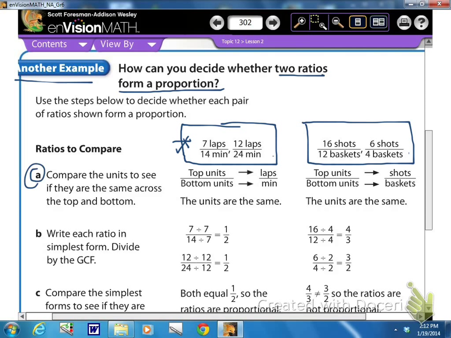So the first thing you want to do is compare the units to see if they're the same across the top and the bottom. So if I have laps up top, then I should have laps up top in my other ratio. If I have minutes on the bottom, then I should have minutes on the bottom of both ratios for them to be a proportion. Same thing over here. If I have shots on the top, they both should have shots on top and the number of baskets on the bottom. So here, both units are the same, so looking good so far.